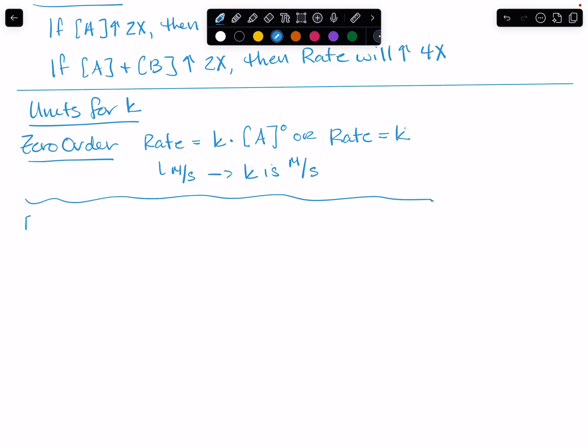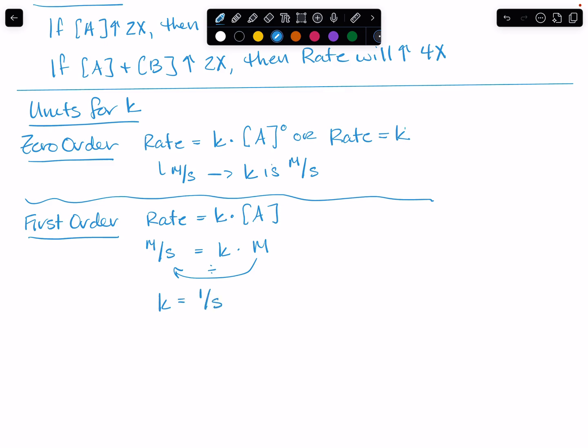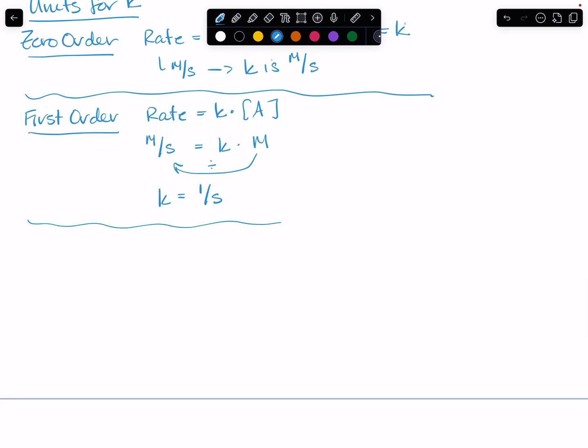Now let's look at first order. Again, here the rate is equal to K times the concentration of the reactant raised to the first power. So if we think about it, this is molar per second equals K times molar. When we divide this over, the molar is going to cancel, so K is going to have a unit of per second here. You can see we went from molar per second to just per second as we increased our rate order by 1. I want you to keep an eye on that pattern.